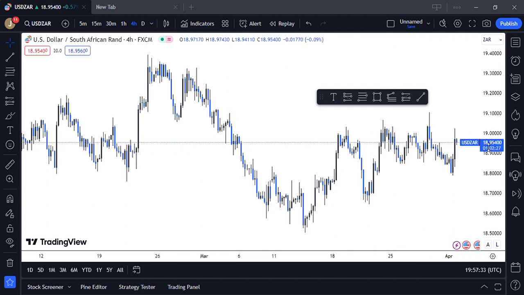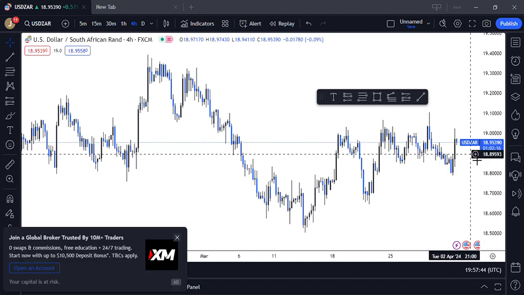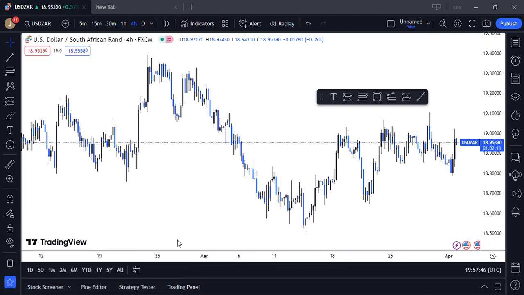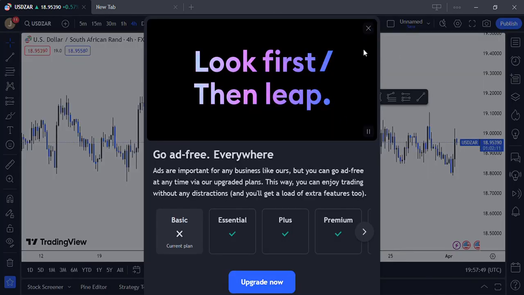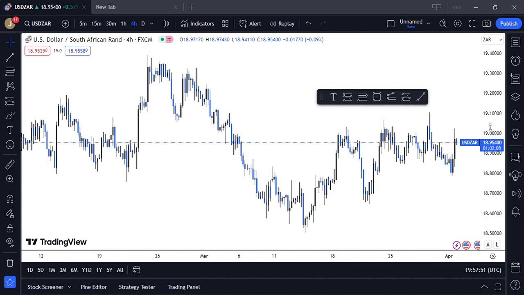These numbers here are price. As you can see, it's 18.9, let's round it off, 18.95. So it's USDZAR. What we're basically saying is that at 18.95, this is how much $1 is. To get $1, it's 18.95 rand. If you understand what I'm saying, $1 is 18.95 rand.